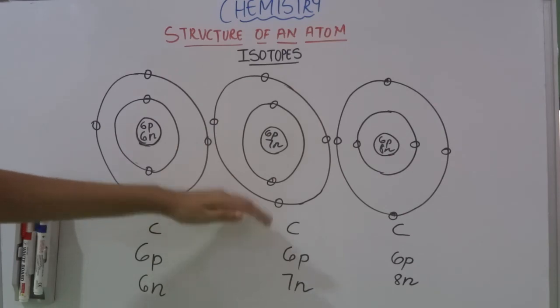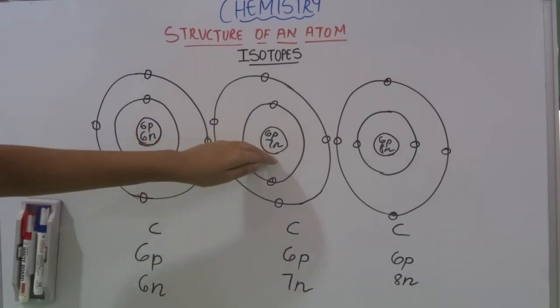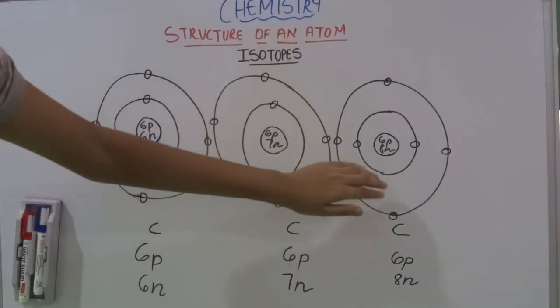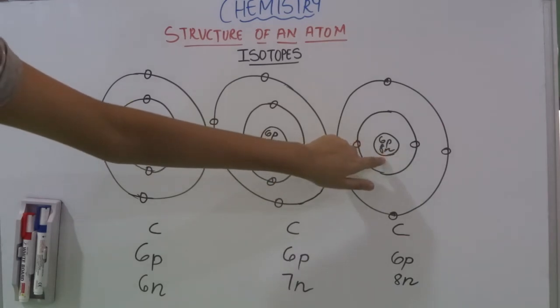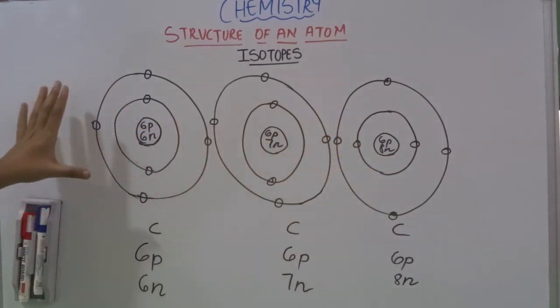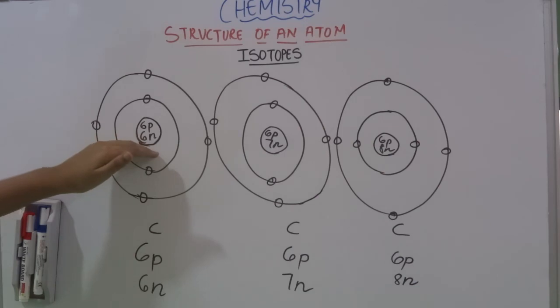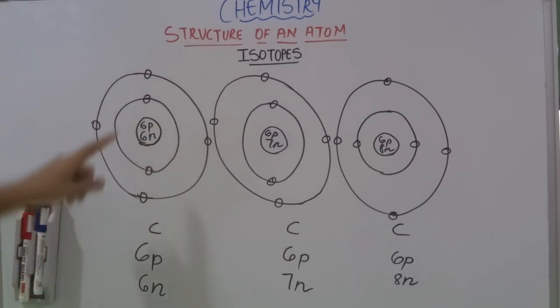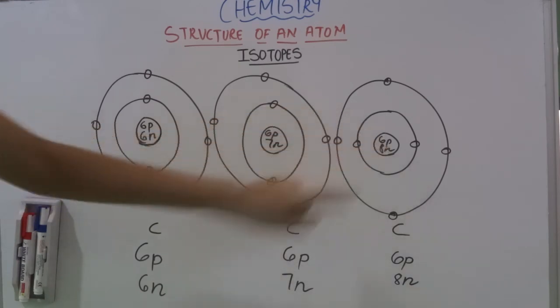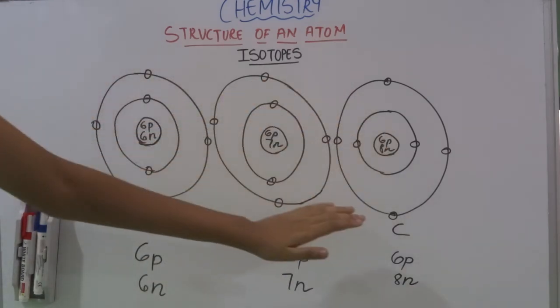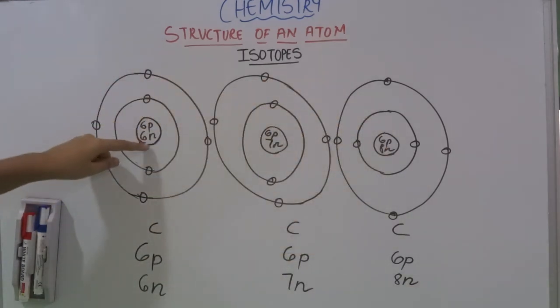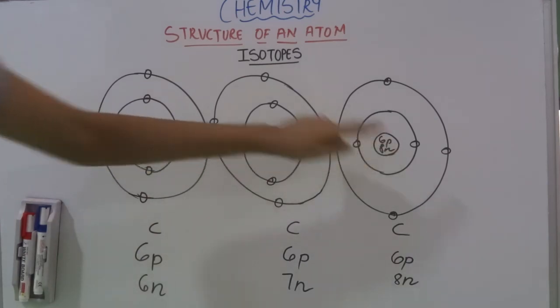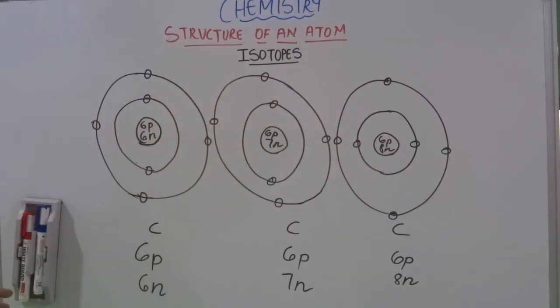1% of carbon atoms have 7 neutrons in their nucleus, and even smaller amounts have 8 neutrons in their nucleus. But most of the carbon atoms have 6 neutrons in their nucleus. So now, atoms of the same element with the same number of protons and the same number of electrons, but with different number of neutrons, are known as isotopes.